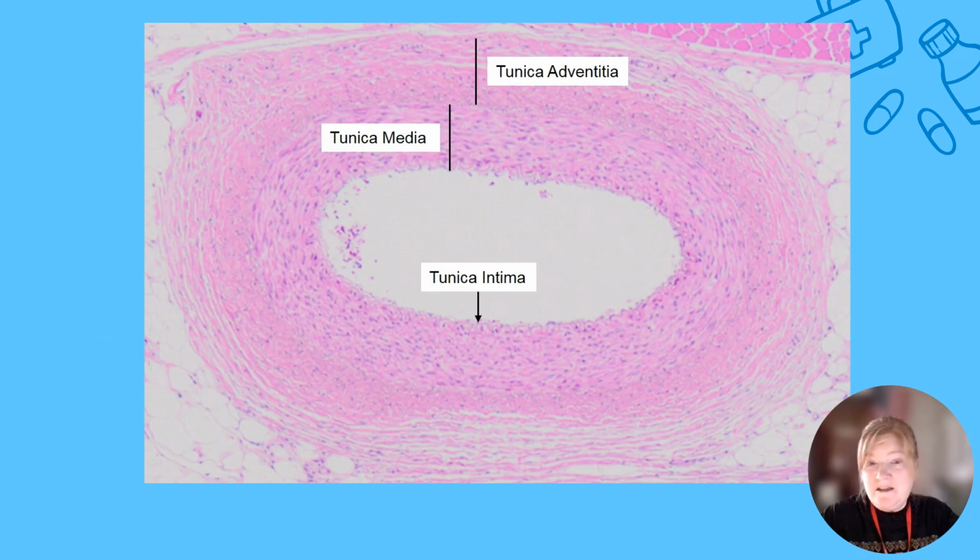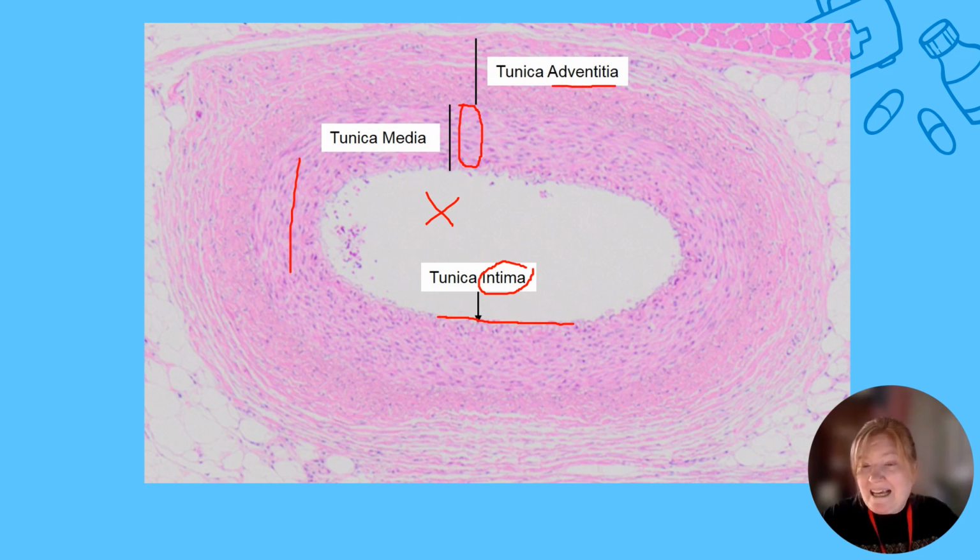Here we can see the 3 layers. We have the tunica intima or interna, and that is this single layer of cells lining the lumen. This is the lumen, the empty space. Then we have the tunica media, and that is the muscle layer, smooth muscle. So this looks like smooth muscle tissue here. Okay. And then we have the tunica adventitia or externa. So externa, interna, and then the media in the middle.